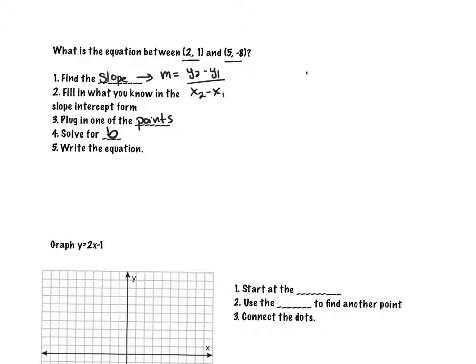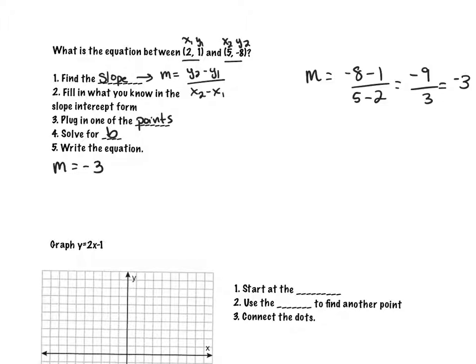All right, so if I start with finding my slope over here, and we have x1, y1, x2, y2, I can just plug those in and say, well, what is -8 minus 1 divided by 5 minus 2? And I just fill that in. -8 minus 1 is -9. 5 minus 2 is 3. So there I can simplify that. -9 divided by 3 gives me -3. So now I know my slope is -3.